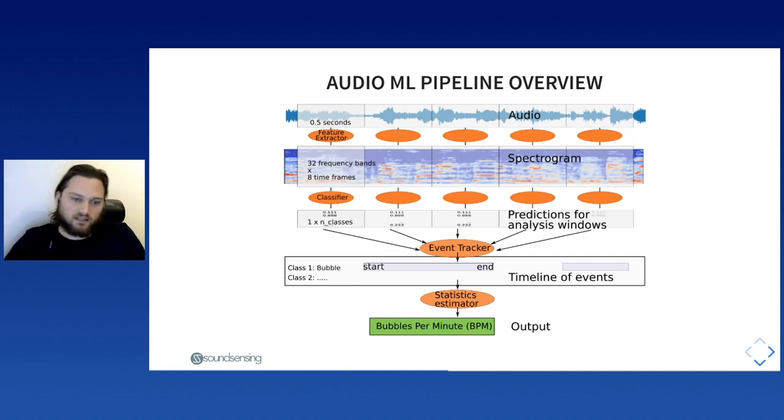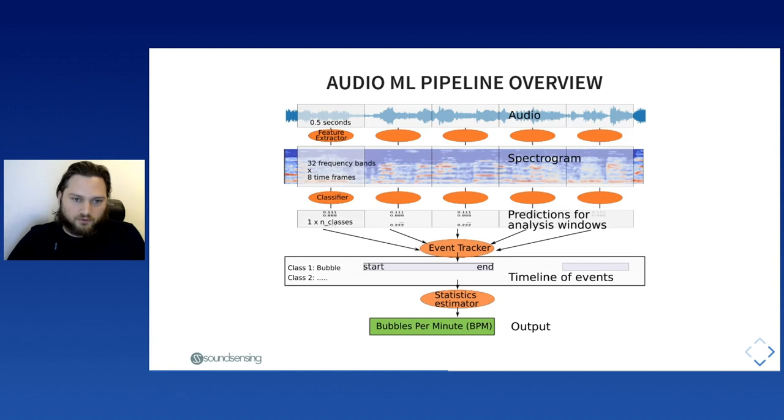And then in our case, we will put this together into what we call an event tracker, which will convert this into discrete start and end times of events. And then we'll have this timeline of events. And then in our task, what we're actually interested in is not so much the individual events. That's actually mostly a tool. What we are interested in is actually the bubbles per minute, the estimate of the fermentation activity that we can plot over time, and we can detect anomalies and so on.